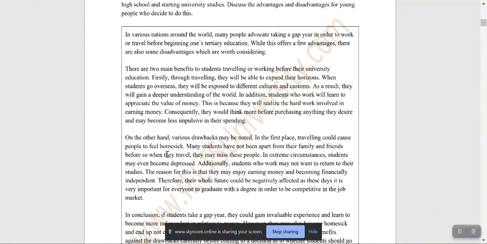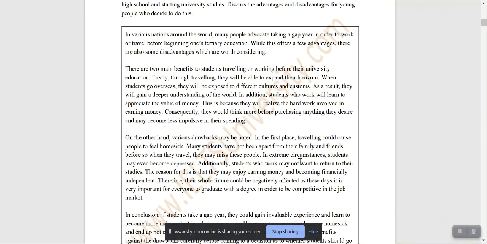Okay. On the other hand, various drawbacks, which means negative points, may be noted. In the first place, traveling could cause people to feel homesick. Homesick means missing home. Many students have not been apart from their family and friends before, so when they travel, they may miss these people. Miss means to long for someone.